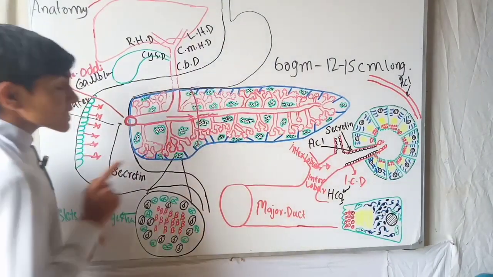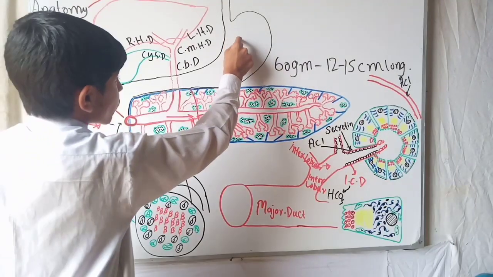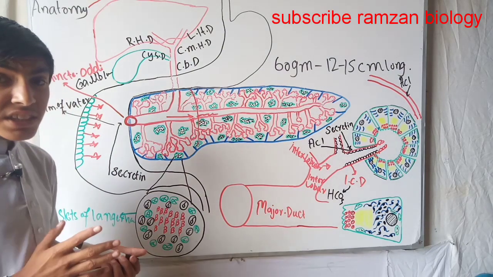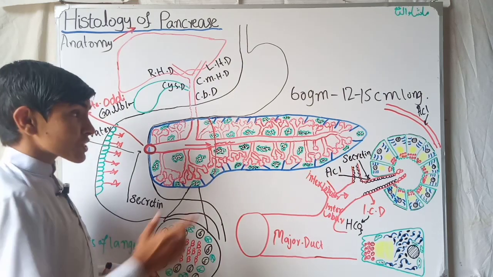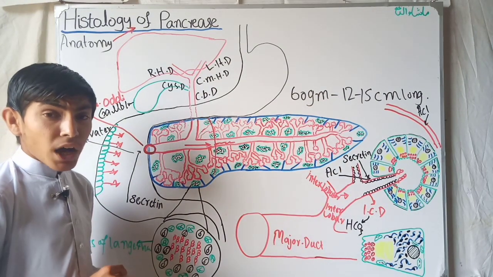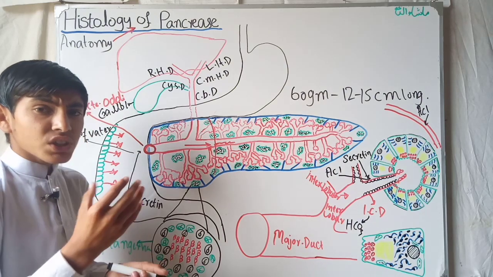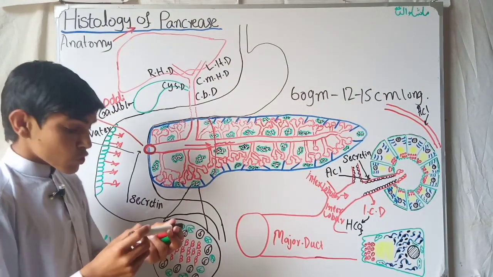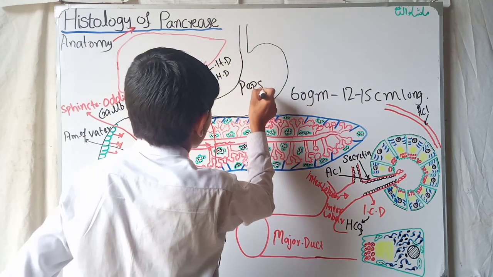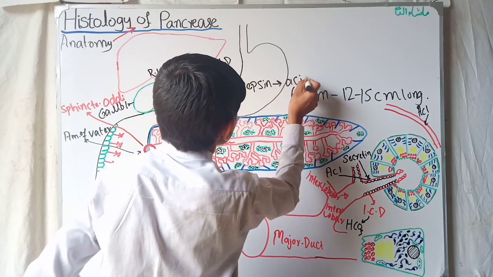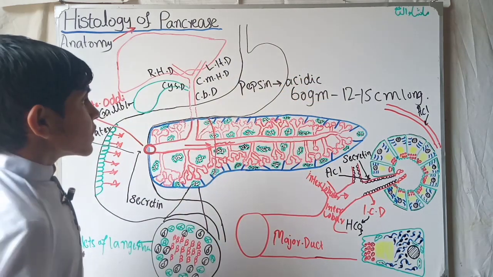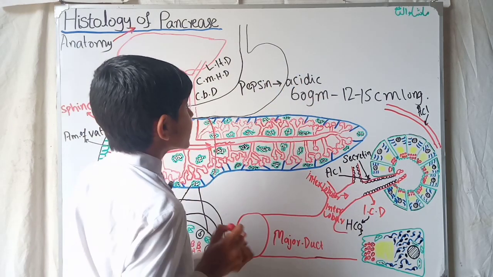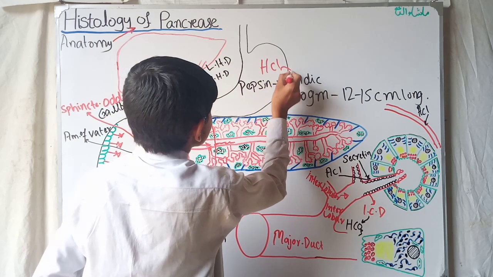Okay, what is the function of the bicarbonate HCO3? When the food enters into the stomach, in the stomach there is an enzyme called pepsinogen, which is then activated into pepsin. The optimum pH in which pepsin can work is acidic. Pepsin can work in an acidic medium. The acidic medium is responsible for normal functioning of the pepsin, and this acidic medium is given by the HCl.